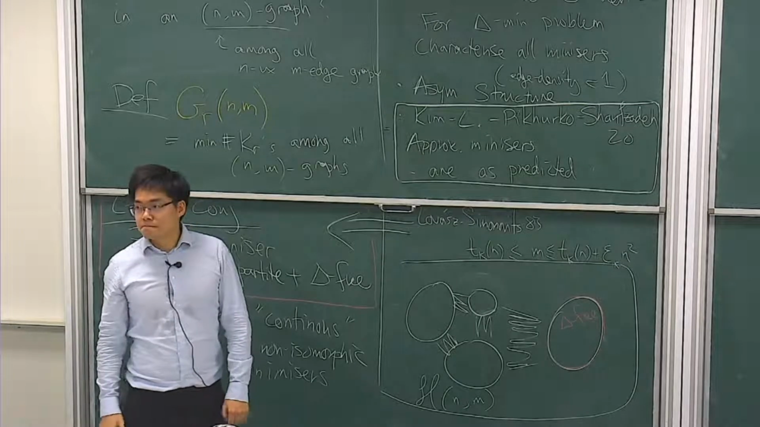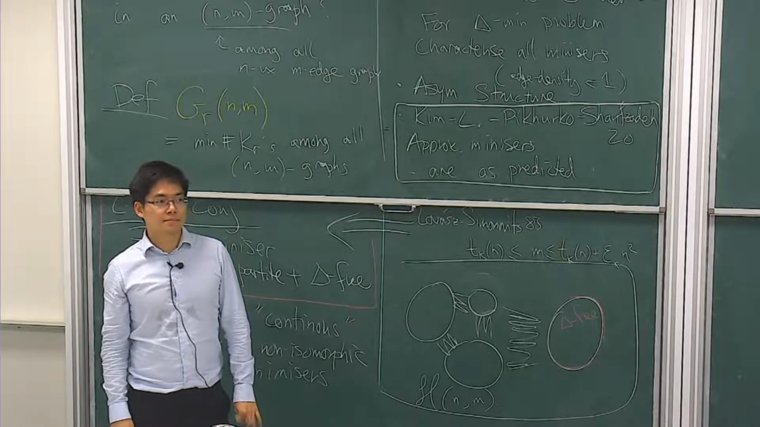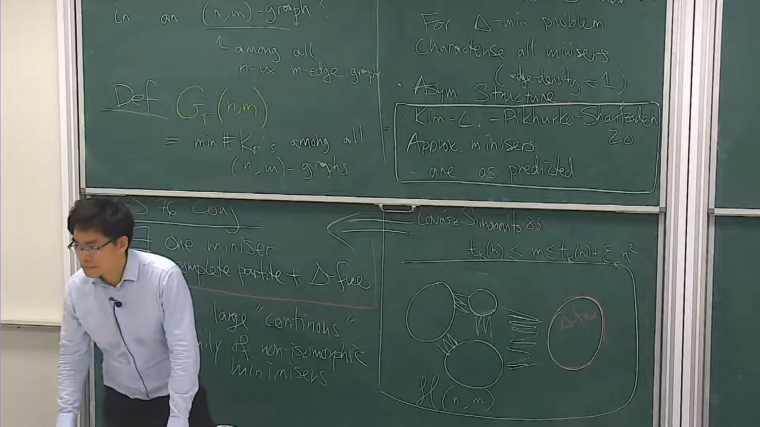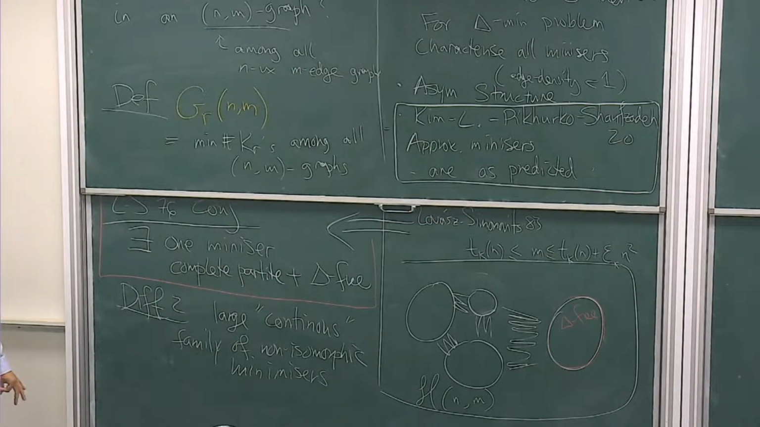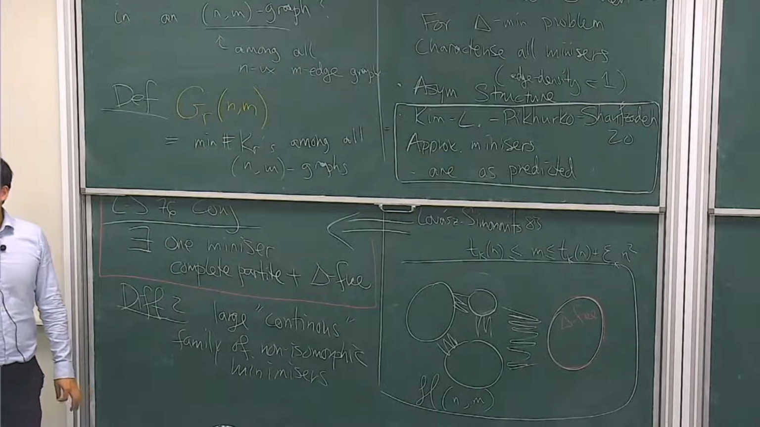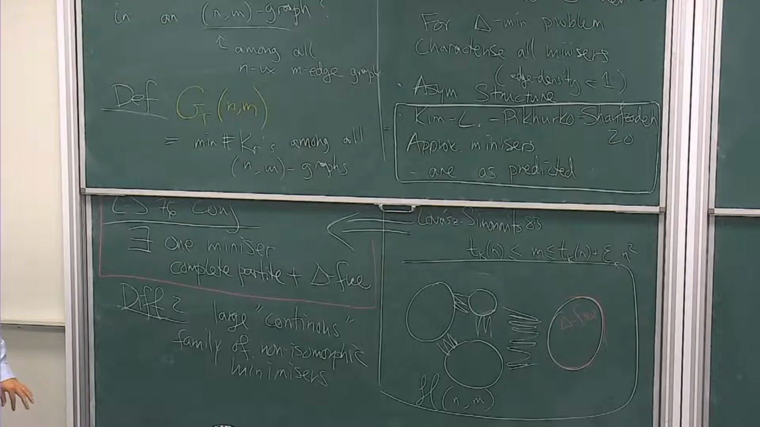Any other questions? Okay. I was just thinking, I guess you go from the question of just fixing the number of vertices and trying to avoid triangles, and then you fix the number of edges as well. But what if you fix the number of copies of smaller cliques?